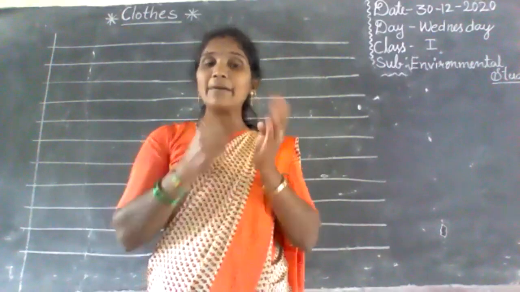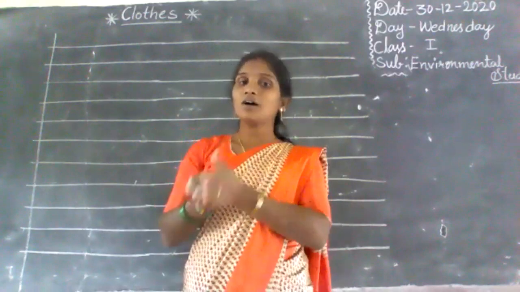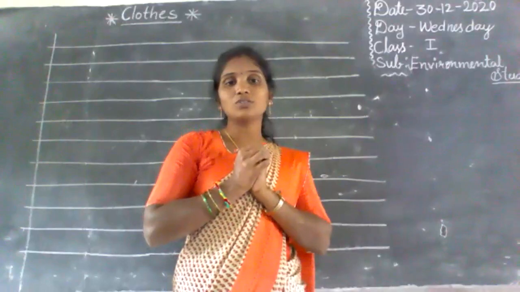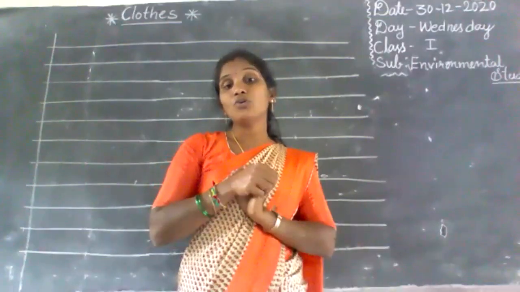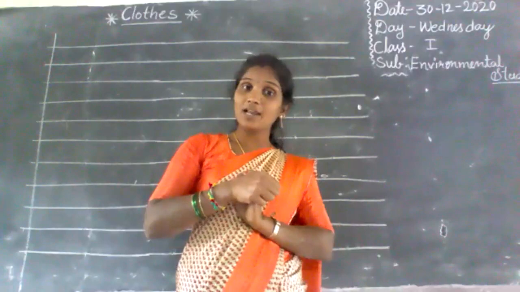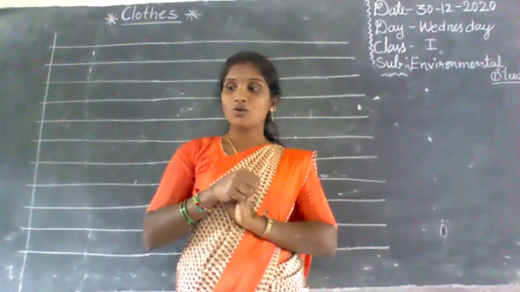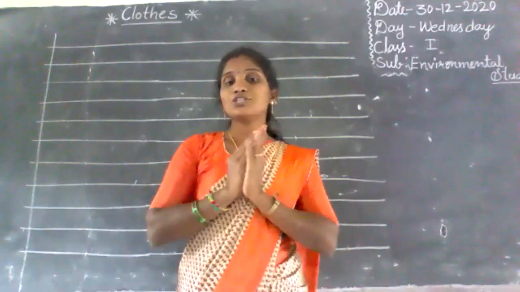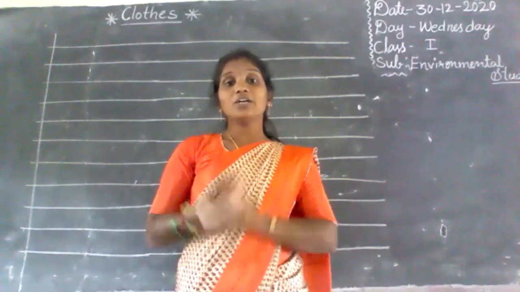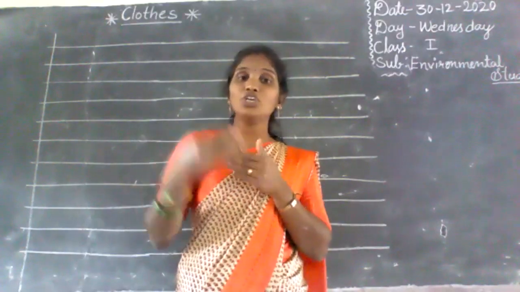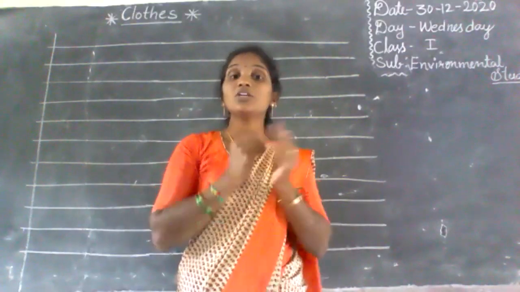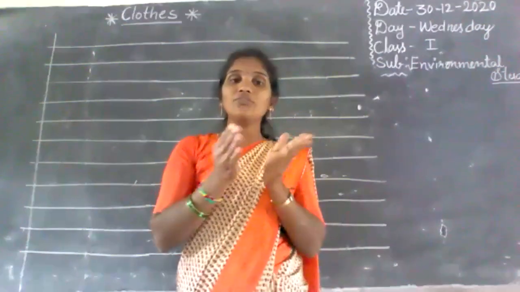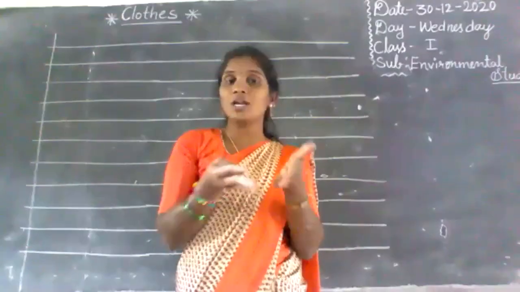In the summer season, we use cotton clothes. In the winter season, we use woolen clothes. In the rainy season, we use raincoats, umbrellas, and gumboots. Another one is the autumn season. In the autumn season, the trees shed their leaves. And on special occasions, we use special clothes. Means in weddings, birthdays, and festivals, we use different, special clothes.